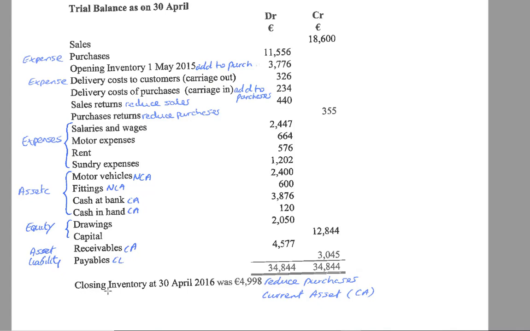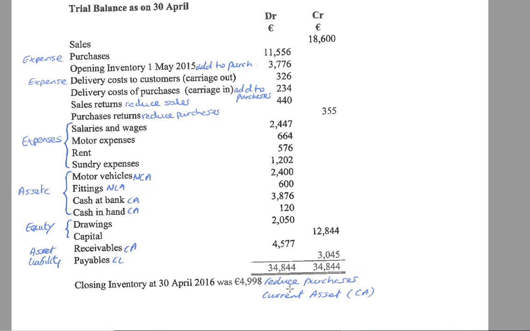And our adjustment, we're told closing inventory is 4998, so at the end of the year we had stock or inventory worth that much. That's a current asset. And also it reduces our purchases, because we're going to sell it in the next period, so we shouldn't include it in this year's or this period's purchases.